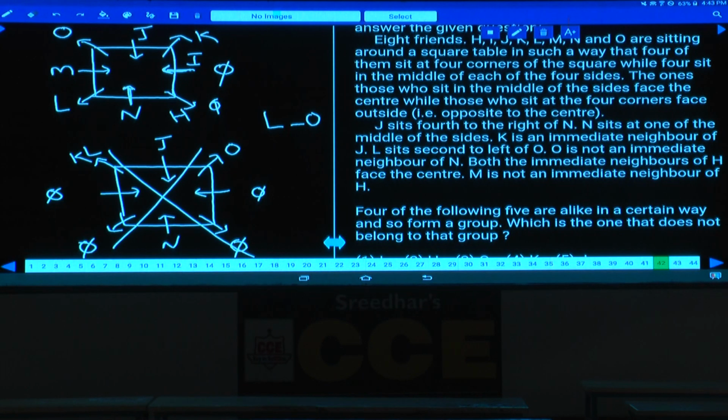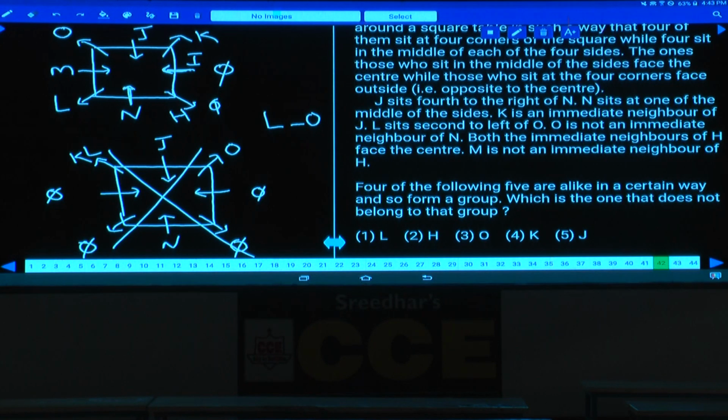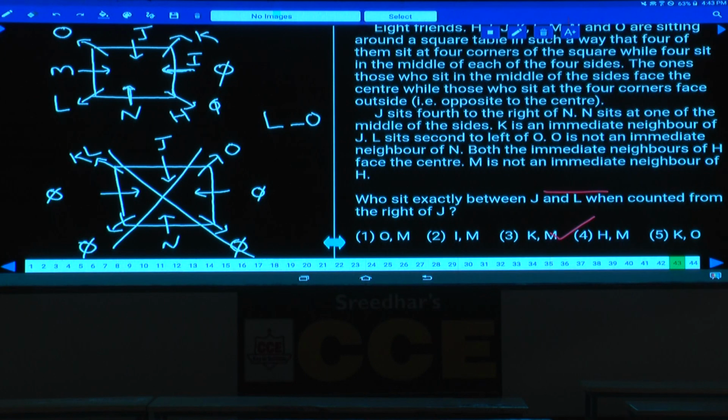Then question number 42, 4 of the following 5 are alike in a certain way and so form a group. Which is the one that does not belong to that group? Now sir, L is at a corner, H is at a corner, O is at a corner, and K is also at a corner. Except J, the remaining 4 persons are at the corner, J is at the center.